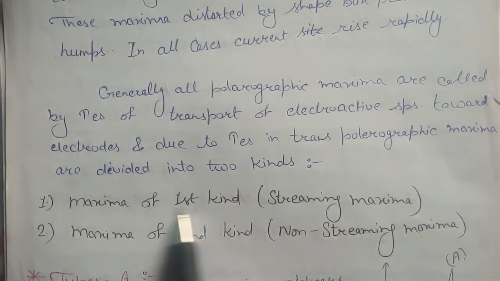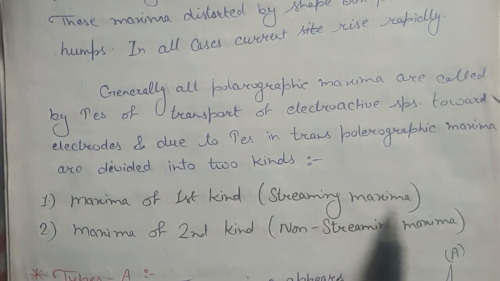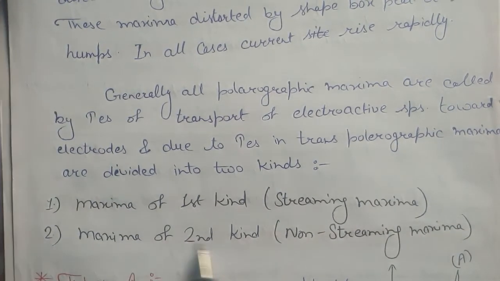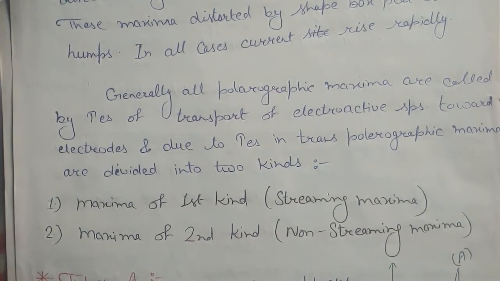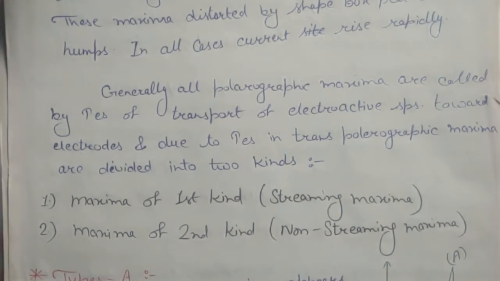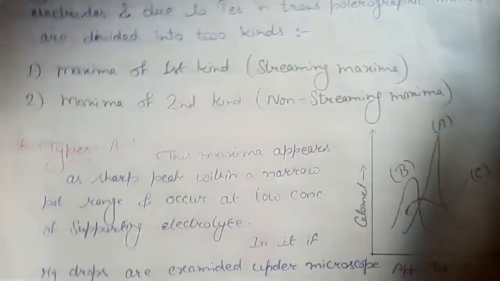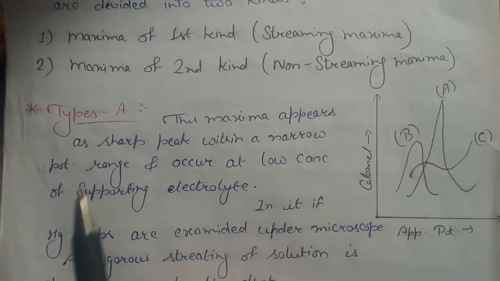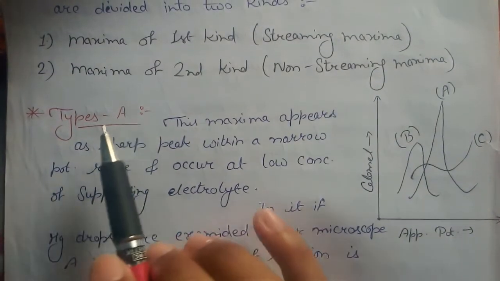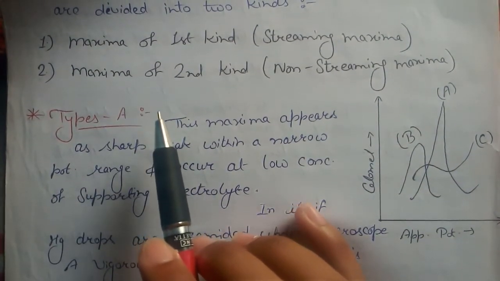The first one is maxima of the first kind, that is streaming maxima. Maxima of the second kind, that is non-streaming maxima. So what is streaming, what is non-streaming, let's discuss here. First one is type A. We have given it the name type A, right?